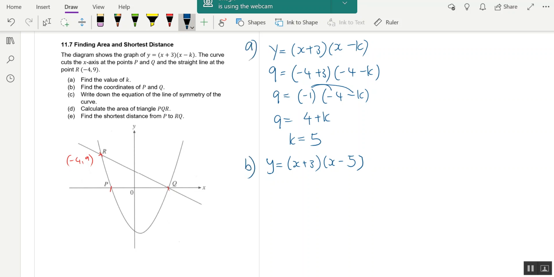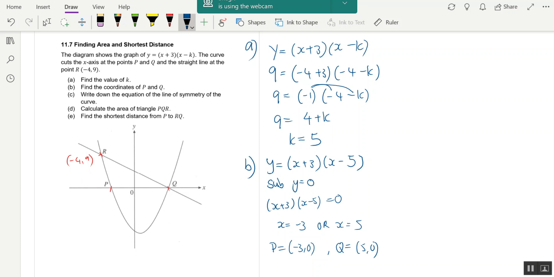For B, once you have this, is it easy to find P and Q? Yes, because P and Q are the x-intercepts. X-intercept means sub y equals to 0. X plus 3, x minus 5 equals to 0, x equals to negative 3, or x equals to 5. Which means P is equals to negative 3, 0. Q equals to 5, 0.